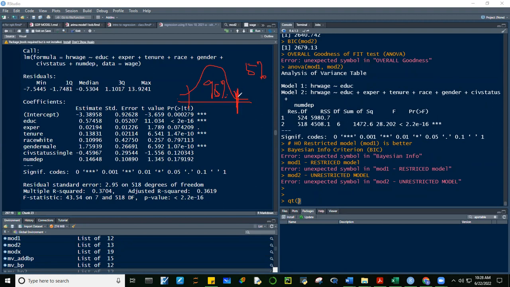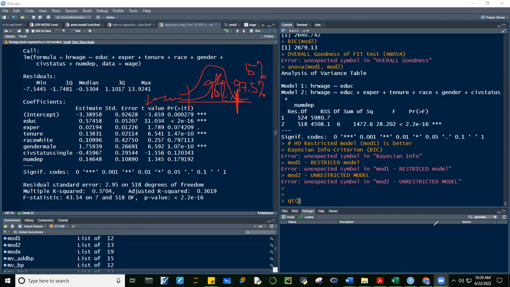Ilang percent to, from the end up to here? So this is 97.5%, di ba? Yung area na nagagamit natin, 97.5 from dito sa dulo hanggang dito. We'll just choose one kasi two-tailed naman to. So let me compute that. Let me just show to you.